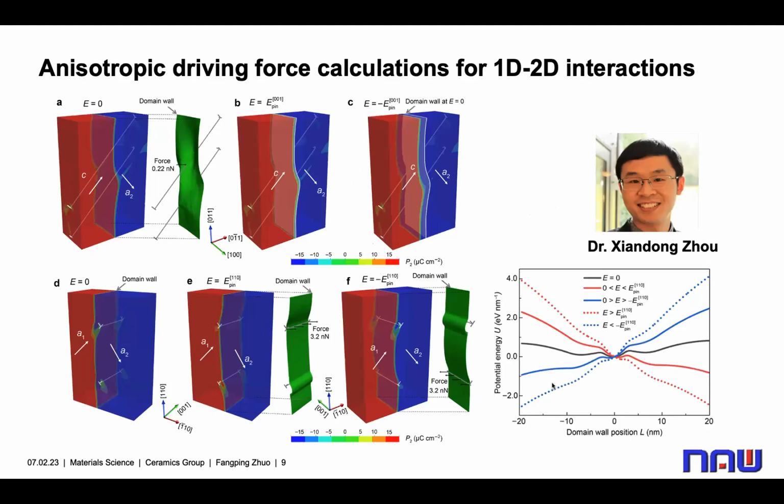So when we had this design strategy, our collaborator, Dr. Zhou from Sichuan University, did the phase field simulations. For the intersection case, the local pinning force is only 0.2 newton, while for the parallel case, the local pinning force is 3.2 newton. So this confirms our design ideas. And he also calculated the local energy potential as a function of the domain wall position. When we apply a small electric field, we can largely change the energy profiles. It means that we may be able to further enhance the properties and also design the anisotropic electric properties.